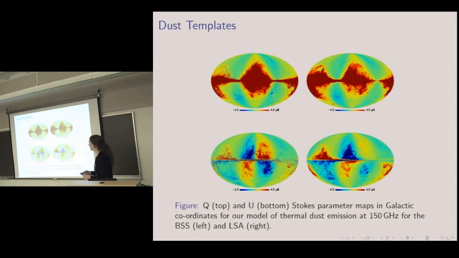So here's what the dust templates look like. On the left we have the bisymmetric spiral model, and on the right we have the LSA model, and here's Q and U. So you can see that the galactic magnetic field model that you choose makes a big difference in the observed emission, especially in the galactic plane.